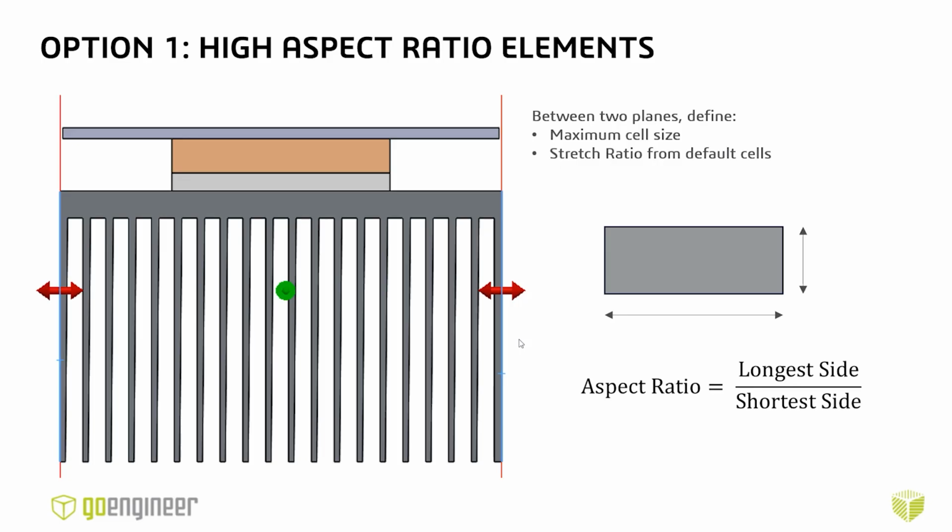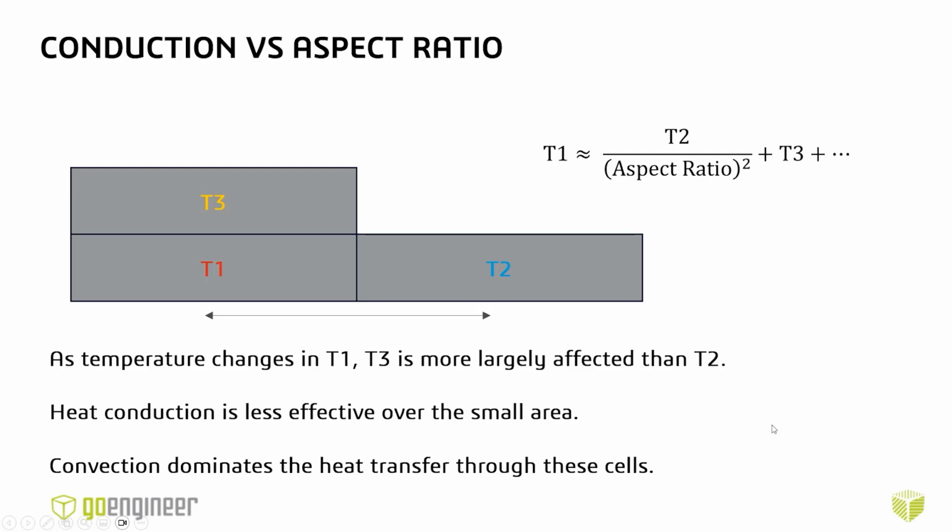A cube is ideal. A square element, which we saw in the screenshot, which is a cube in a 3D model, that's ideal. That's an aspect ratio of 1. As I skew that into rectangular prisms, my aspect ratio increases. This is the equation, longest side versus the shortest side. Okay, doing some very simple hand calculation versions of this.